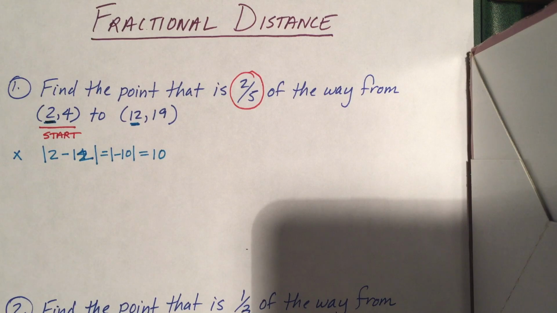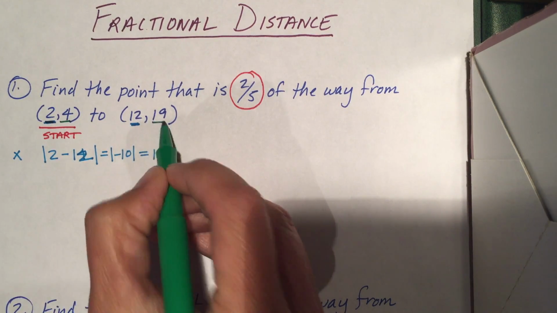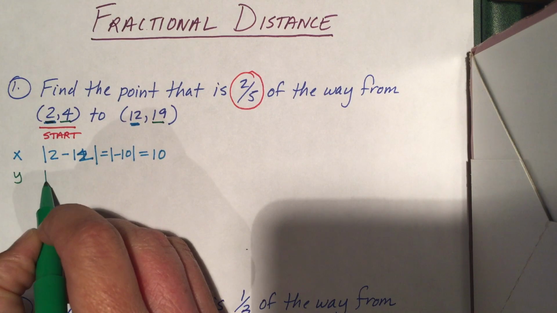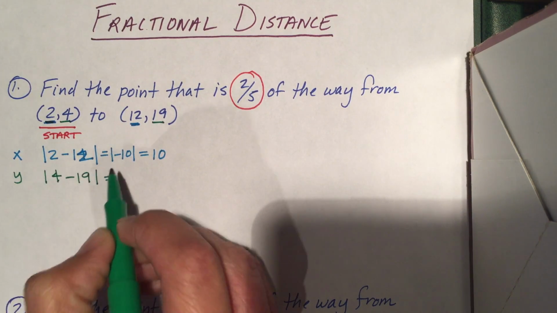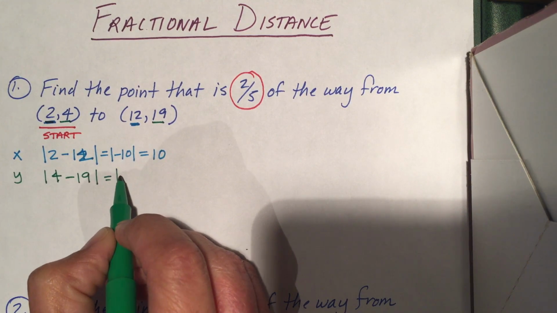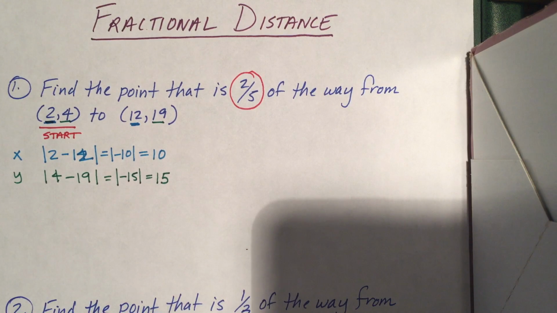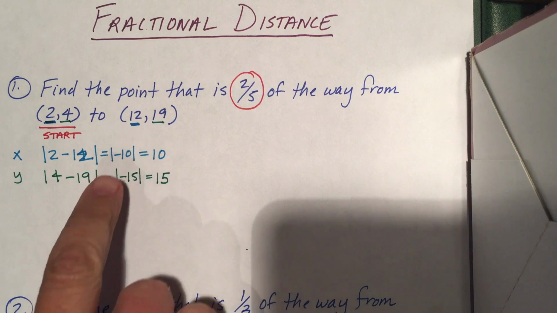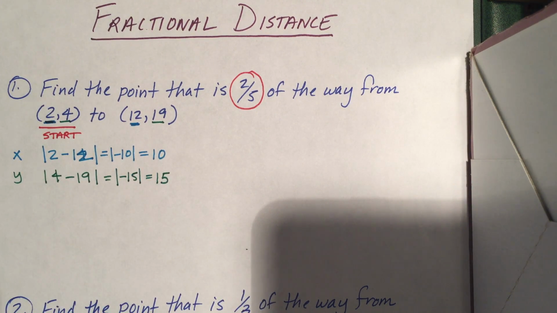So let's look at my y values now. My y values go from 4 to 19. For my y values, I'm going to do the same thing. I'm going to find the distance between 4 and 19. So 4 minus 19 is negative 15. So my y values are 15 apart. So that's how far apart each of these is. My y values are 15 apart and my x values are 10 apart.